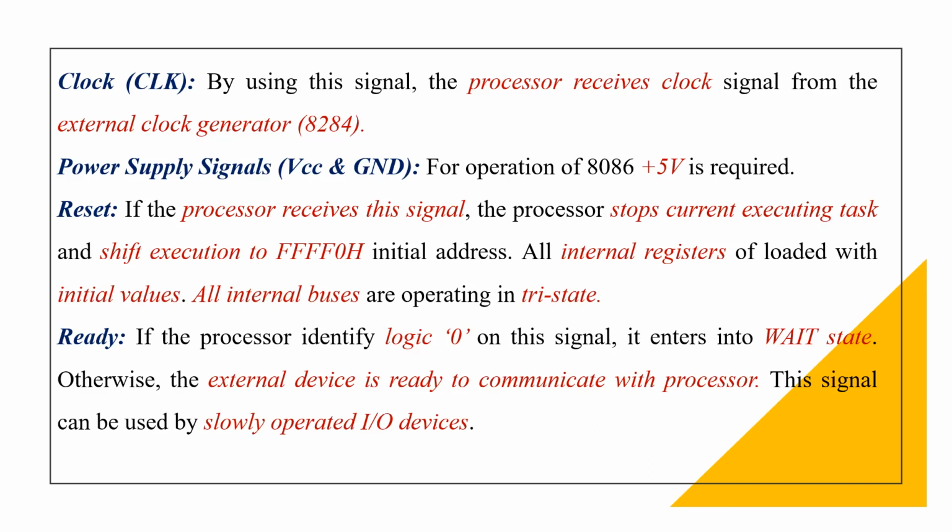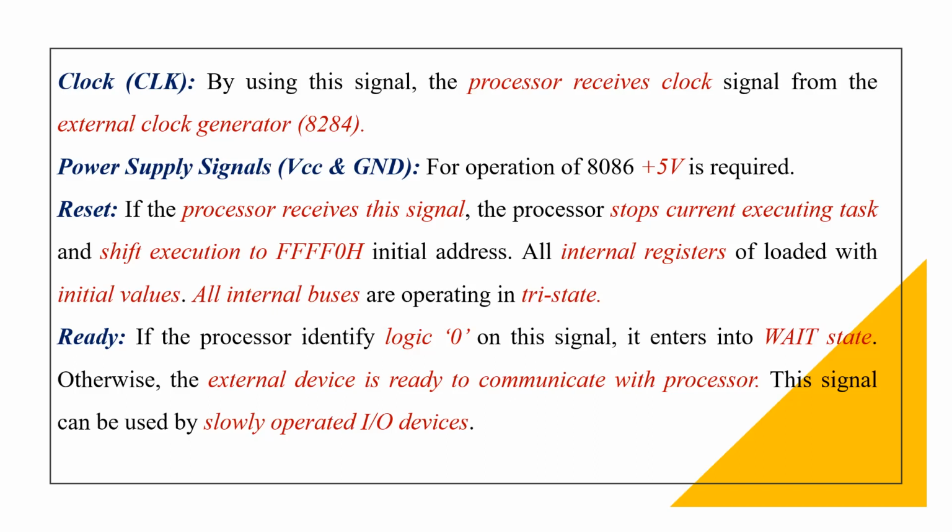And coming to the next signal, READY. This is another useful signal. Basically, this signal can be used by slowly operated peripherals. We know that the speed of operation of the processor is far, far greater than the speed of operation of the rest of the devices.